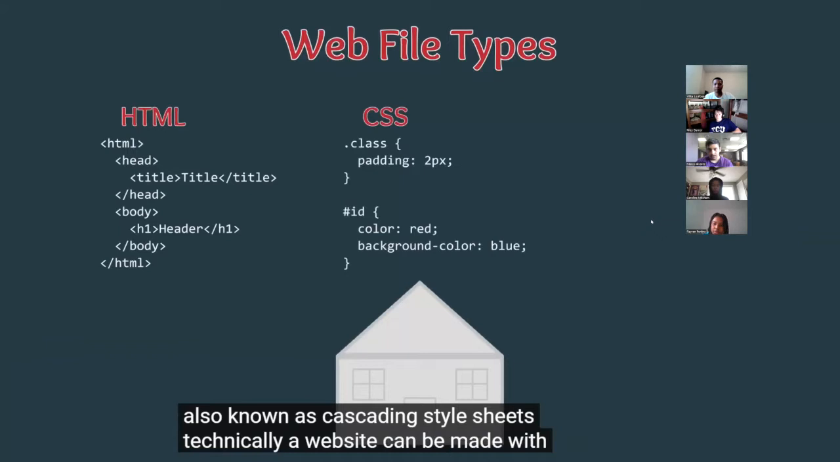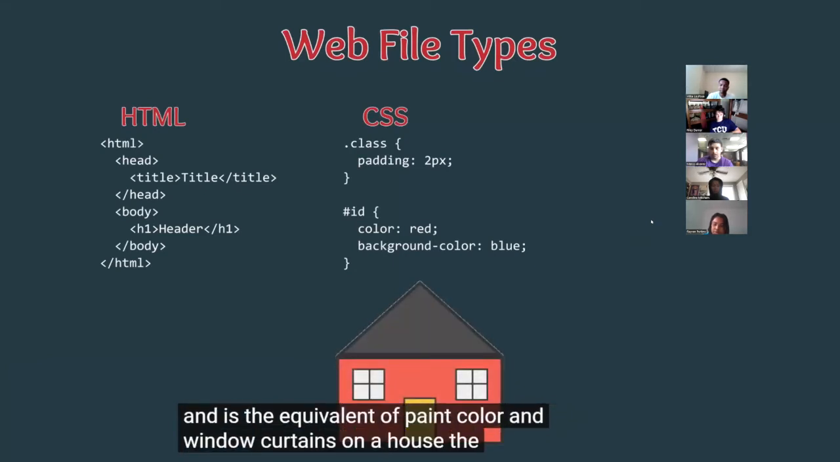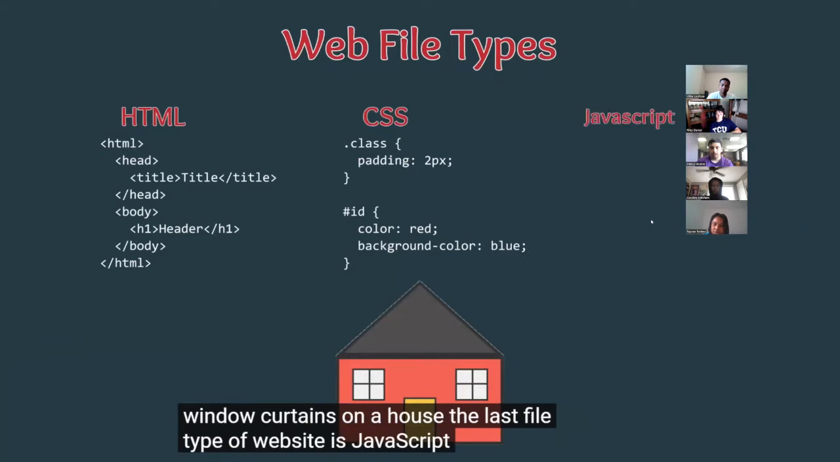Technically, a website can be made with only HTML files, but it will look terrible. That is where CSS comes in. CSS defines the aesthetic look of a web page and is the equivalent of paint color and window curtains on a house. The last file type of website is JavaScript.